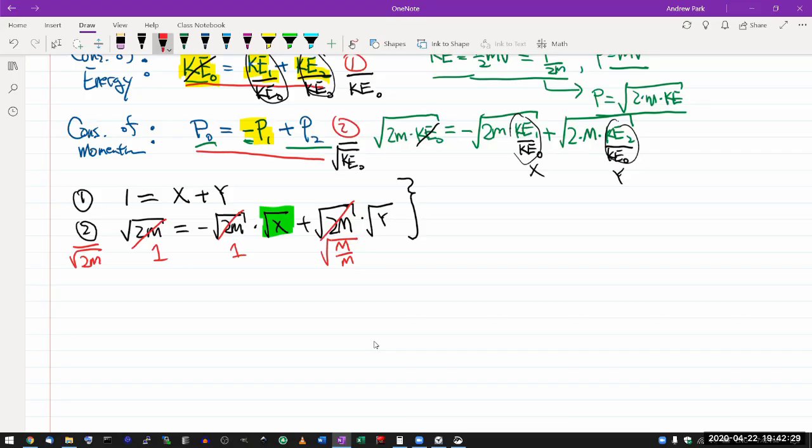All right. So I have two equations, which are, just reminding myself, 1 is equal to x plus y. And the second one is now 1 is equal to minus the square root of x plus square root of big M over small m square root of y.